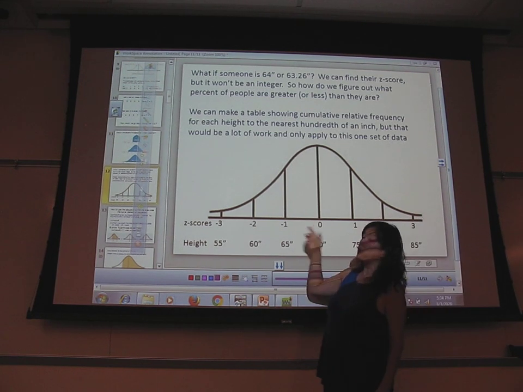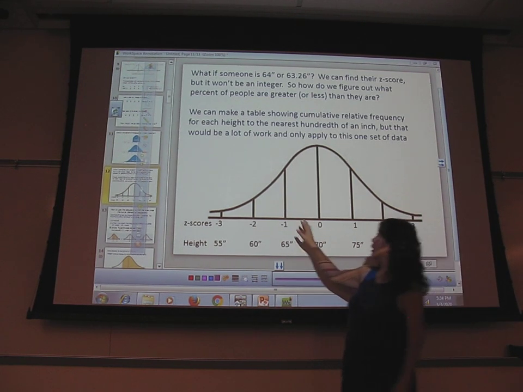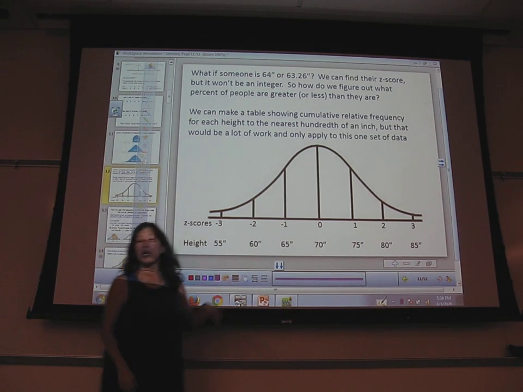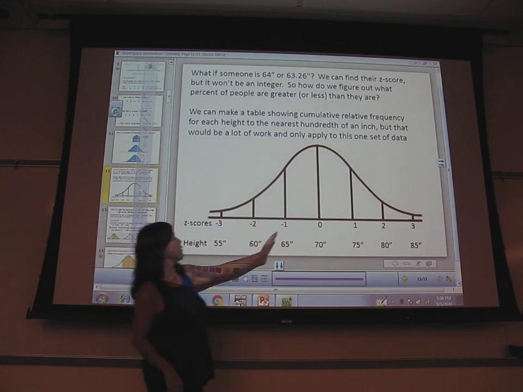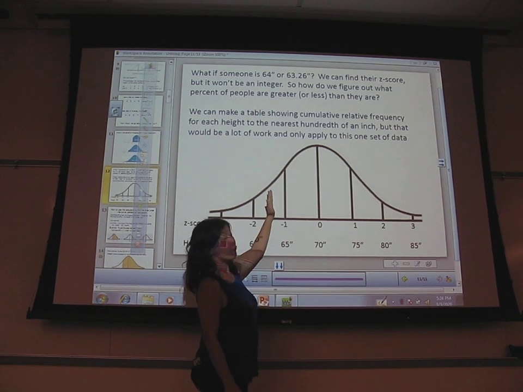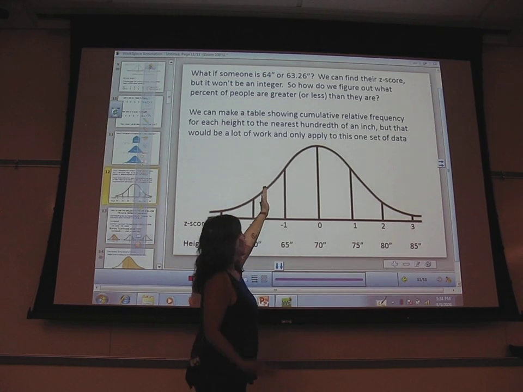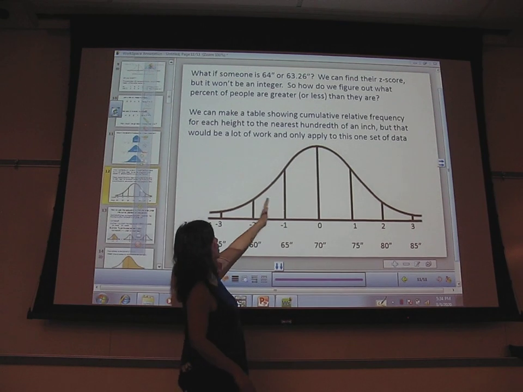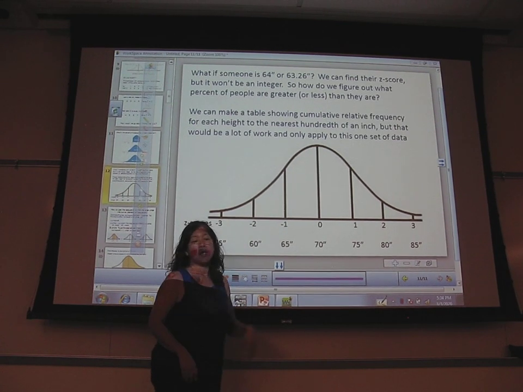We can use that empirical rule for all these ones that land on an actual number of standard deviations. But what if somebody was 64 inches? So they're somewhere in this spot. We can't say exactly what this probability over here is.